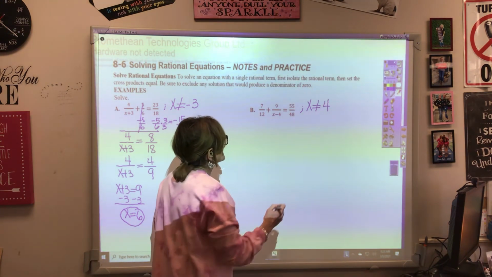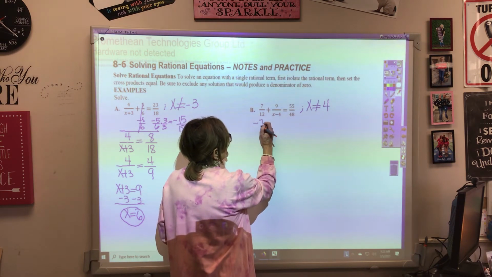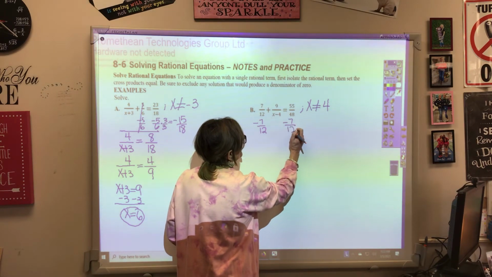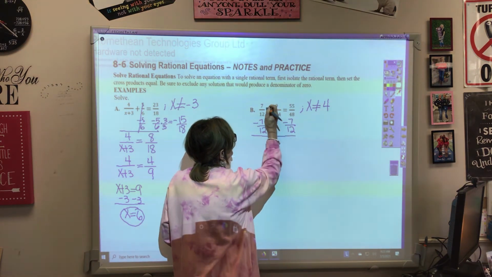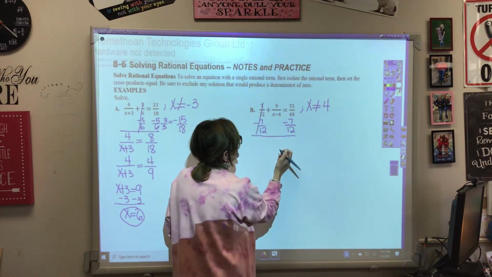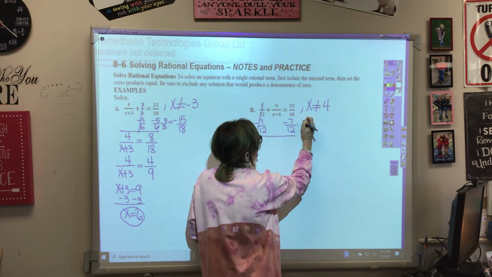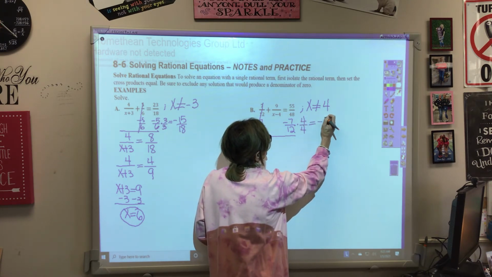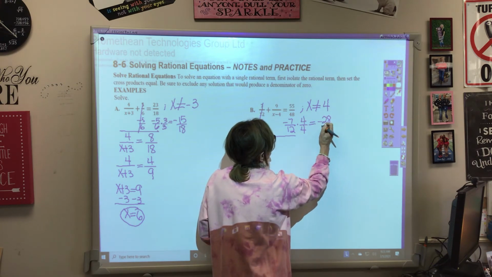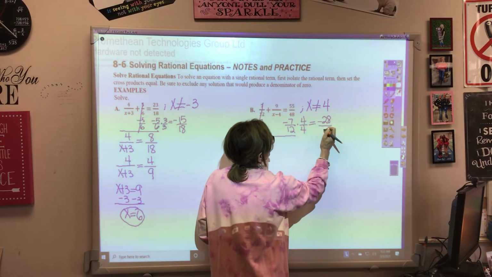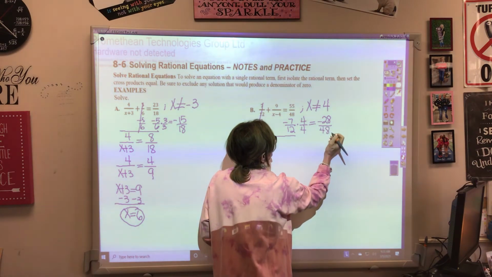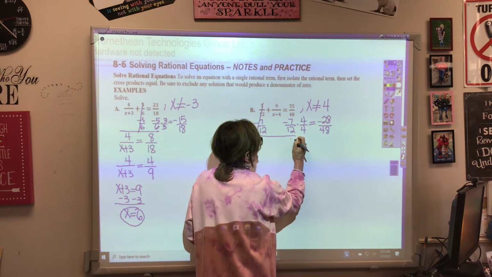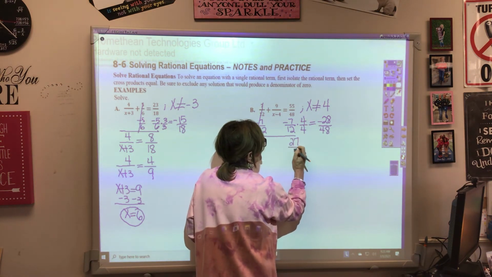So we'll start on B, subtracting 7 over 12 from both sides. So minus 7 over 12. Again, you can let your calculator do it. If you want to do it by hand, you would multiply by 4 over 4, which would give us negative 28 over 48. So 55 minus 28 would be 27 over 48.